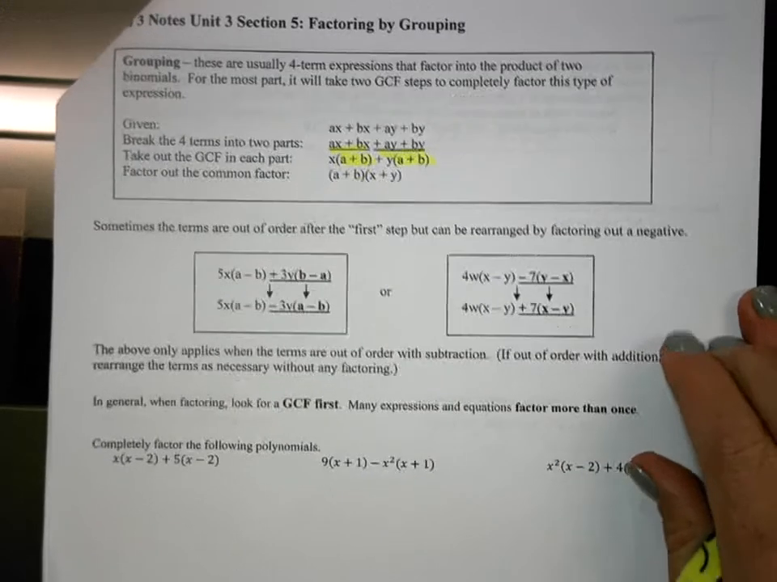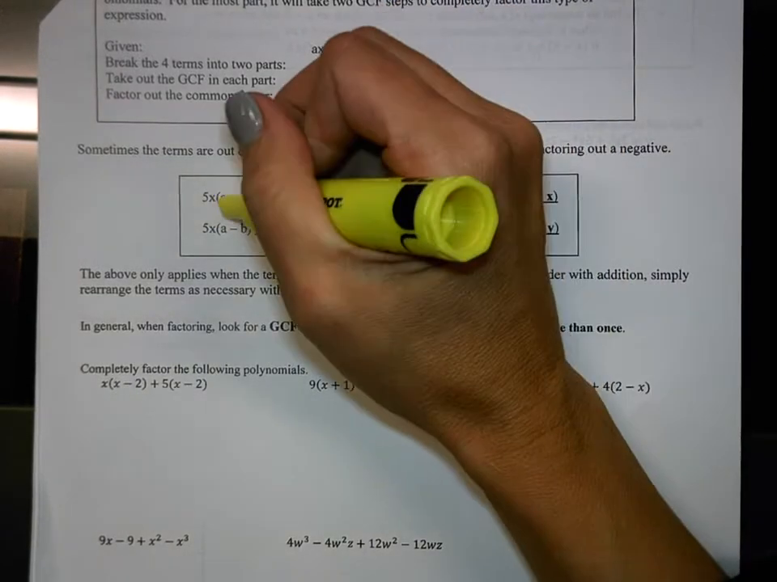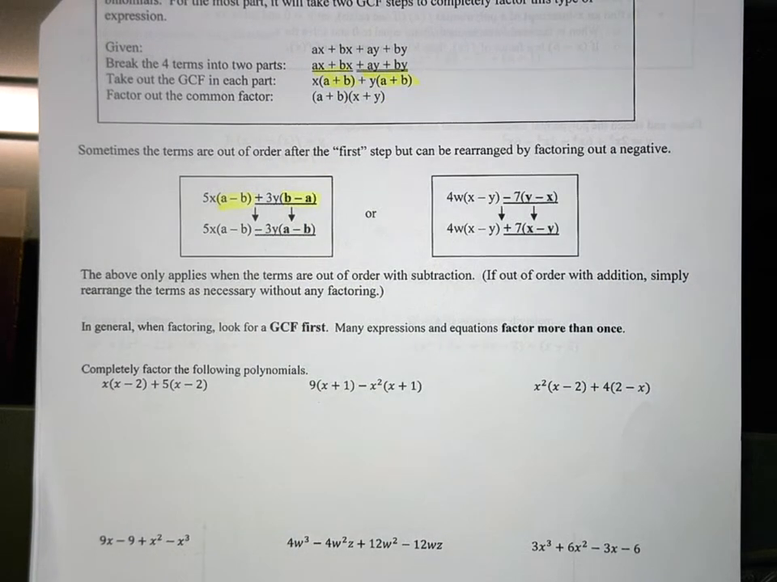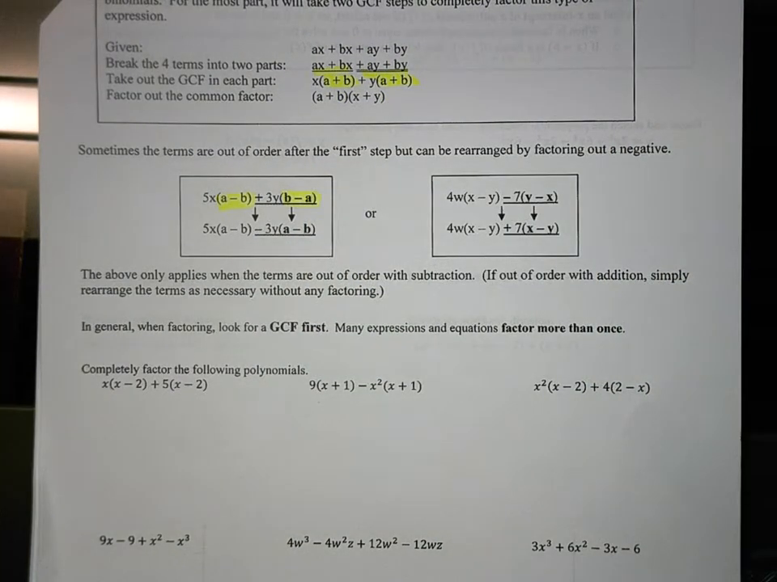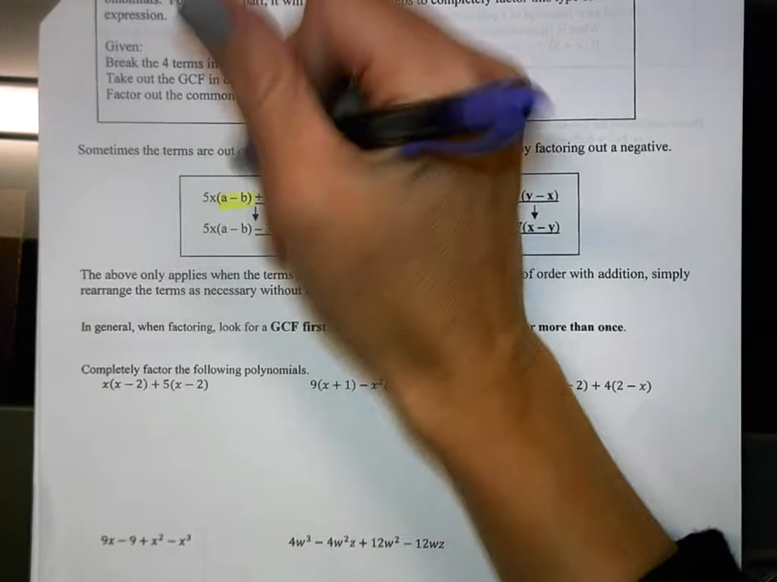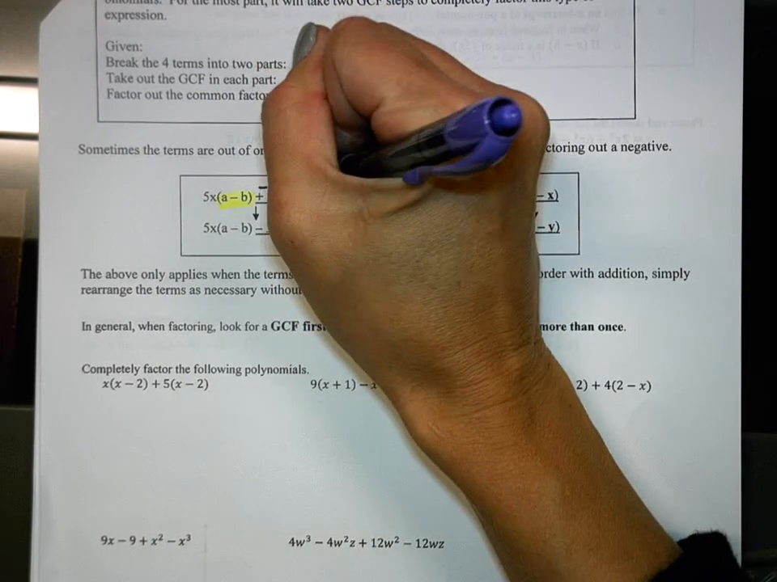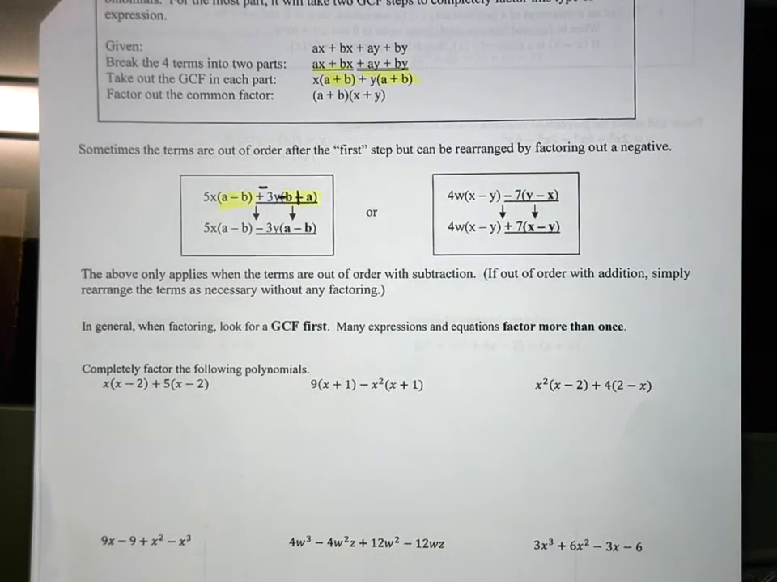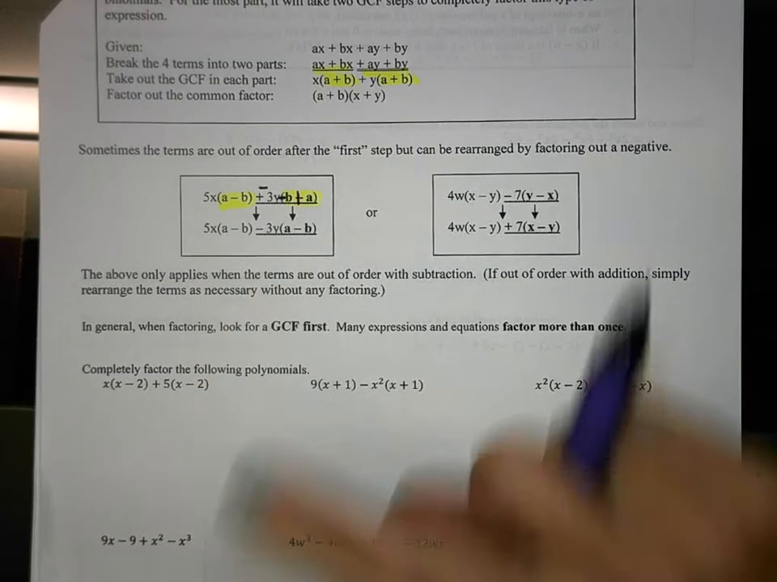Sometimes when you are factoring, if you notice right here, see how this is a minus b and this is b minus a. Those are not the same thing. But we could make them the same thing by factoring out a negative. So it's like you're taking a GCF of a negative out of the problem. When you do that, you would take out a negative here, and then this b becomes a negative, and the a becomes a positive. So we're taking a GCF of a negative out.